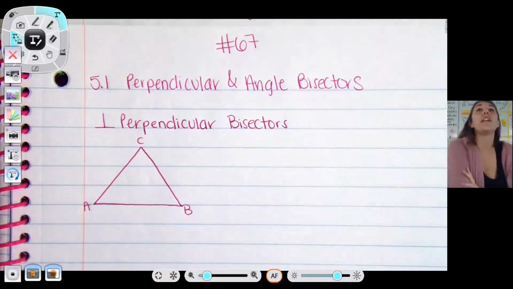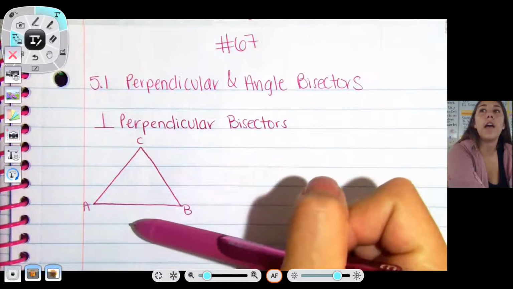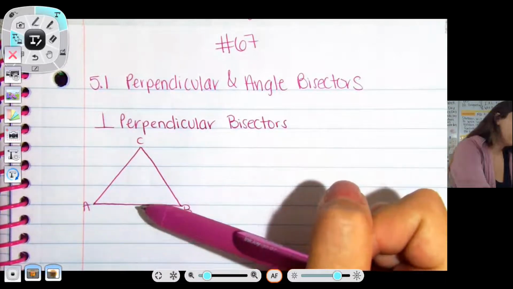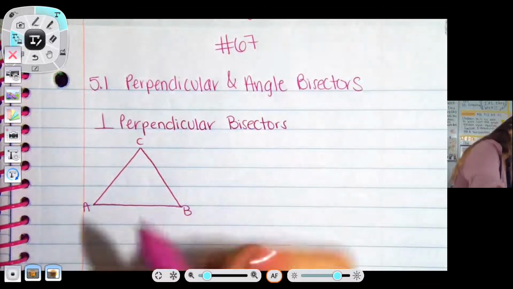So what we're going to do is create a perpendicular bisector that comes from the vertex for angle C and cuts down and basically cuts this in half.